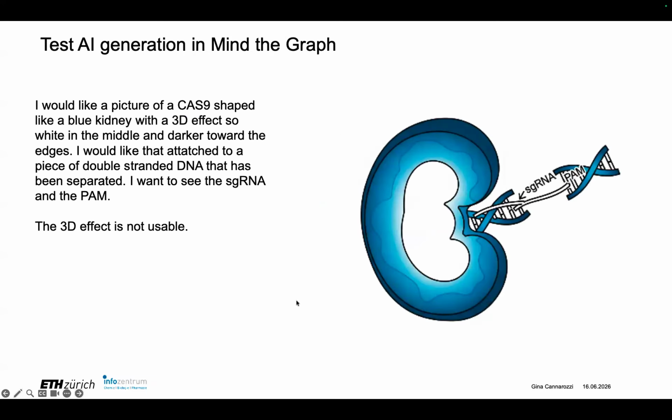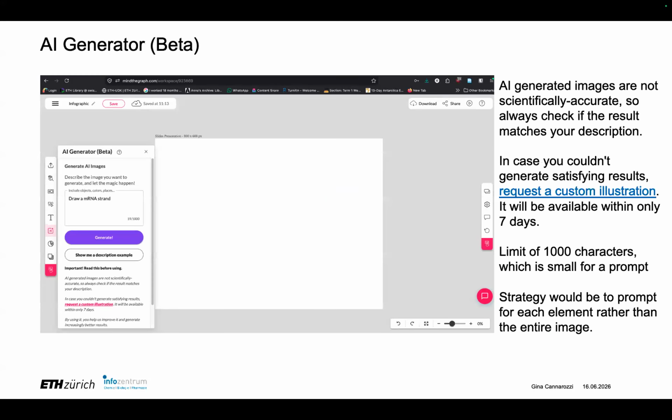Okay, so I did try to use the AI generator to generate a 3D effect, and I got this. I said, make it 3D and make it white in the middle, getting darker towards the edges. So this clearly is not a figure element that I would use. And they have this AI generator, and actually they say it's in beta. Today I tried to use it this morning and I got only errors. Yesterday it worked.